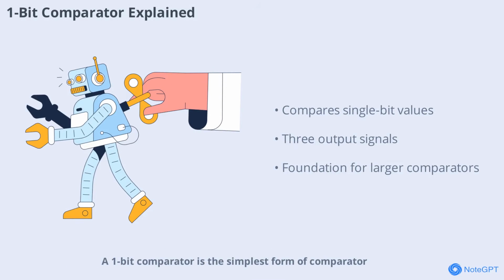A one-bit comparator is the simplest form of comparator. It compares two single-bit binary values, A and B. The output consists of three signals: A greater than B, A less than B, and A equal to B. This basic building block is often used in larger comparators to compare multi-bit numbers. Understanding the one-bit comparator is crucial, as it forms the foundation for more complex comparison circuits.